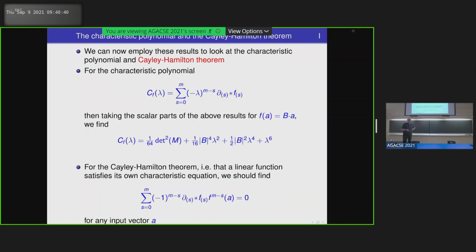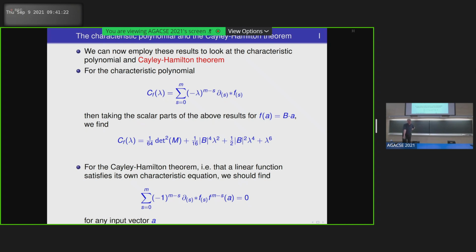So let's look at these results in terms of the characteristic polynomial and Cayley-Hamilton theorem. That just uses the scalar parts of these things we found. And we've said what the characteristic polynomial is. It's this thing involving sums of the scalar parts. Let's work it out. We find the characteristic polynomial is then this thing here, 1/64 det squared, 1/16 mod b to the fourth times lambda squared, and 1/2 mod b squared lambda to the fourth plus lambda to the sixth.